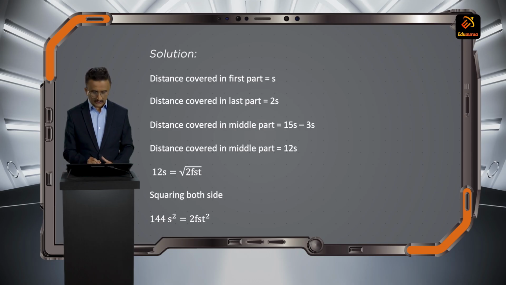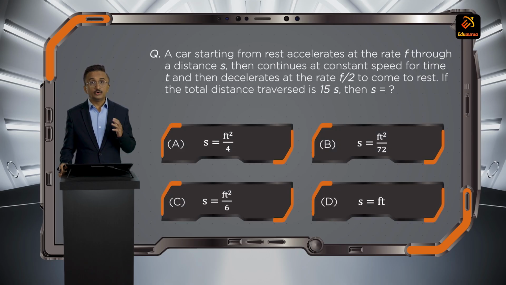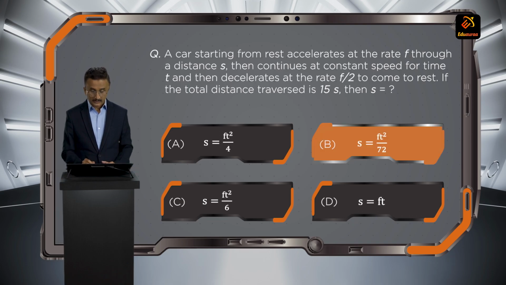2 and 144, so it is 72. So s is equal to 1 by 72 f into t square. So in this case, the correct option is s is equal to 1 by 72 f t square, option B. And what is option B? S is equal to 1 by 72 f t square. So that is the correct option.